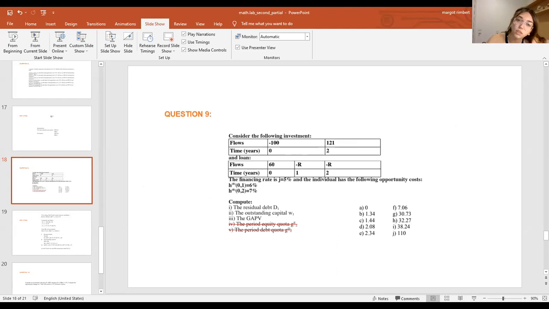I think that was honestly one of the things I hated the most in math 2, like JPVs. I don't know why. It took me a little while to understand them.